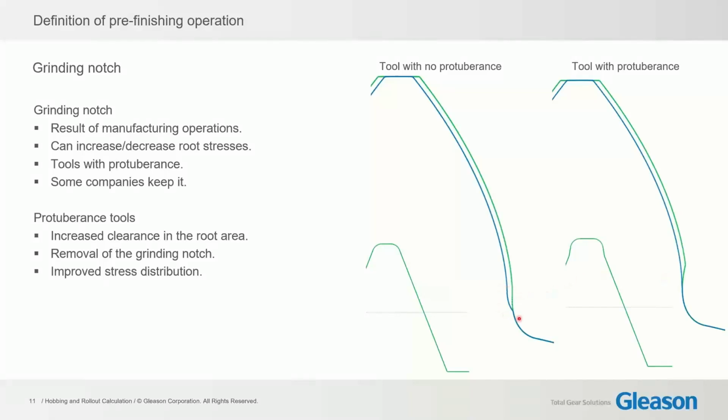In some designs, the grinding notch is kept. If you have a stable manufacturing process, then having a grinding notch is nothing really worrying, so it can be a normal thing. But in the majority of cases, a protuberance tool is used to try to eliminate this grinding notch here in the tooth root area. Protuberance tools increase the clearance in this fillet area, remove the grinding notch, and in some cases can also lead to a better stress distribution in the tooth root area.